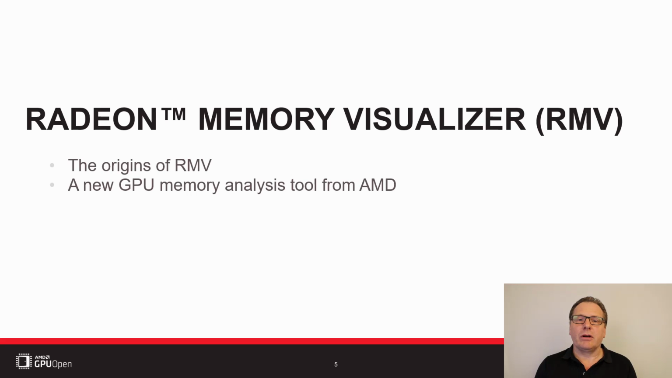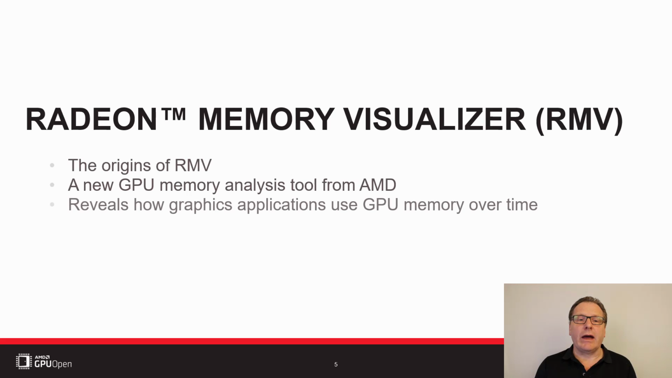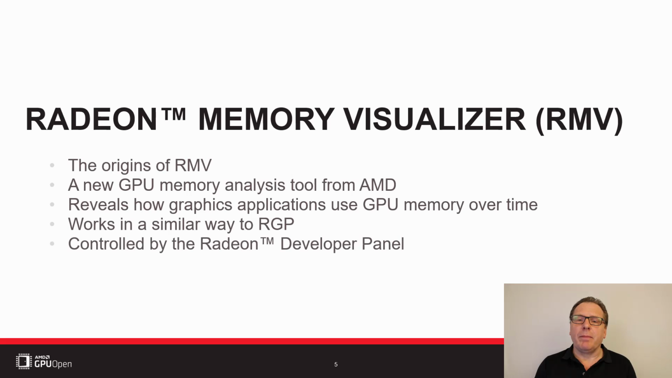The Radeon Memory Visualizer has been designed to fill this gap. Put simply, RMV tracks the allocation lifecycle information of an application's GPU memory resources and presents this information in an easy-to-understand form. RMV works in a similar way to RGP. A control panel is used to signal to the driver when to start and stop tracing the memory activity in a game, and then the data is presented using a dedicated visualization tool.